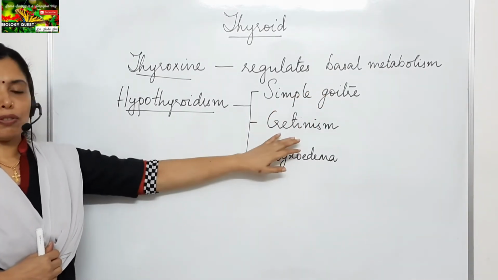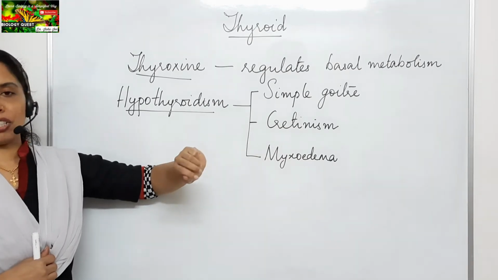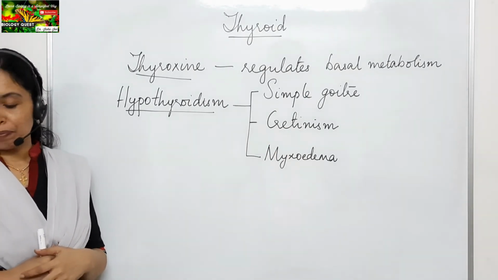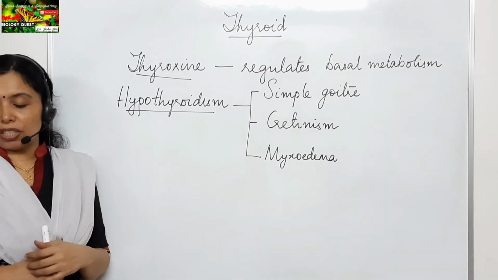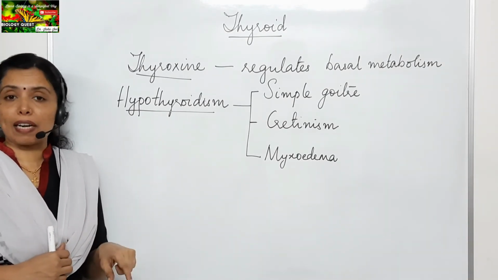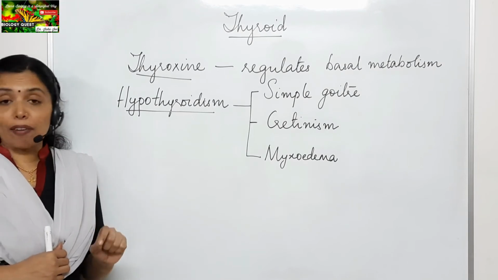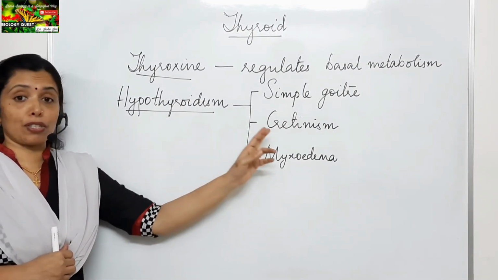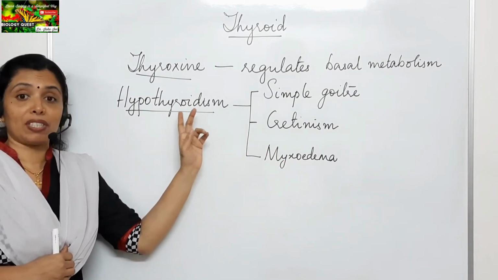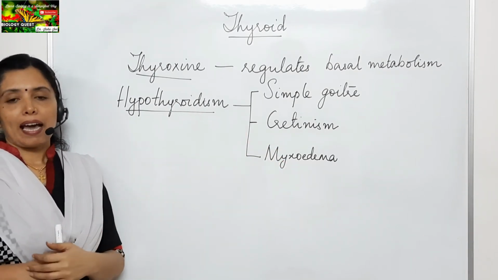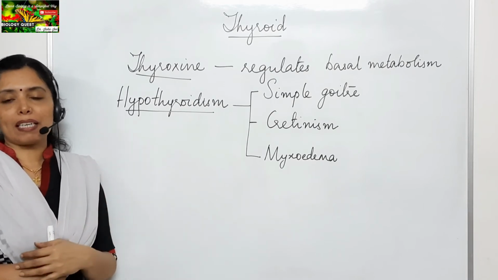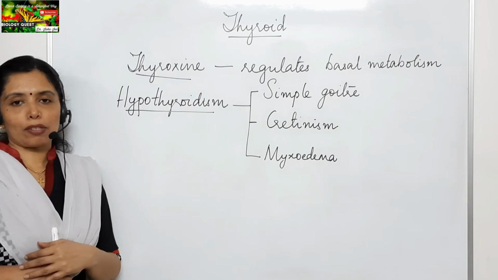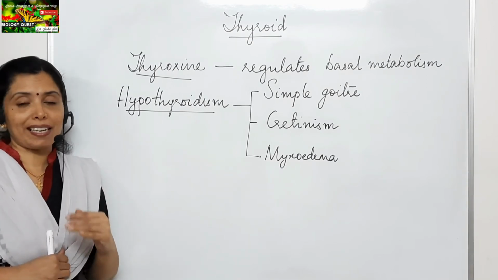Now moving on to the second condition that is caused due to hypothyroidism, that is cretinism. Cretinism is a condition which affects the growth of children, resulting in dwarfism and mental retardation. Cretinism is due to hypothyroidism taking place in children. And since it is the growing period, it will affect the growth of the child, resulting in dwarfism, and also it results in mental retardation.